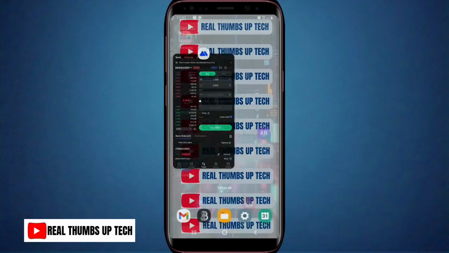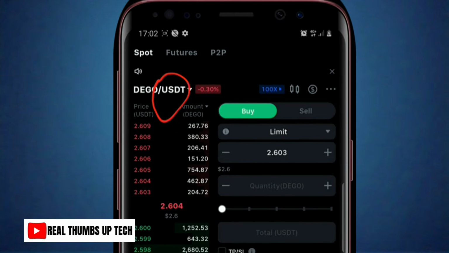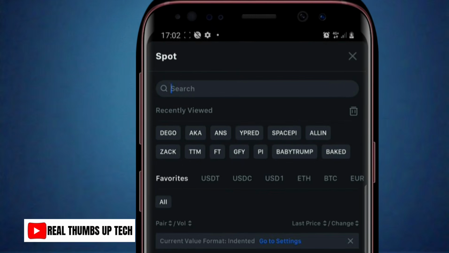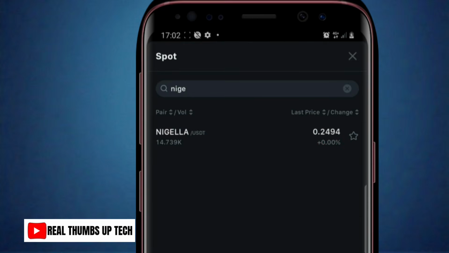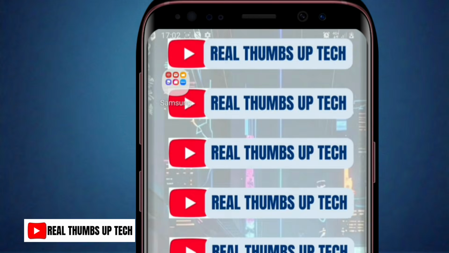So if you go over to Mexi and search for this coin, let me go over here. This is under spot trade. You search for this coin, Nigeria. All right, you can see that the rate here is around 0.2494. Okay, so let's go over to the second exchange, which is Bitmax.